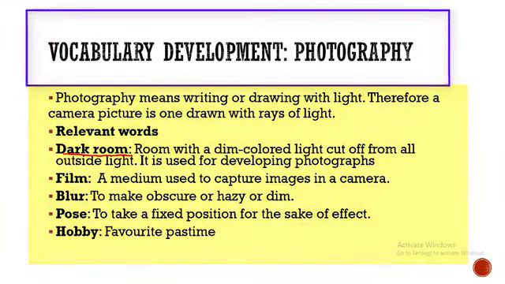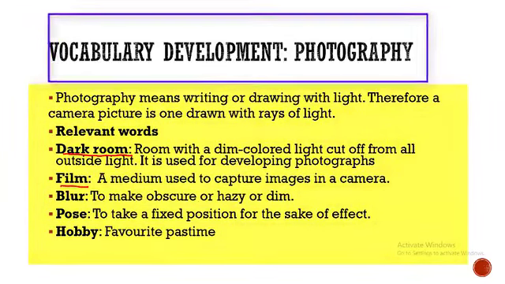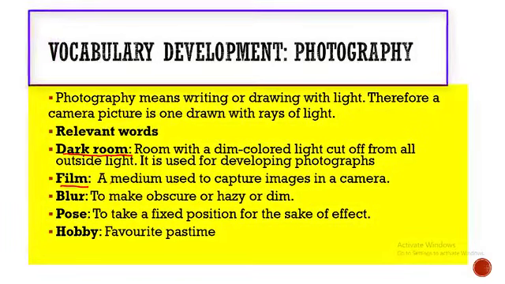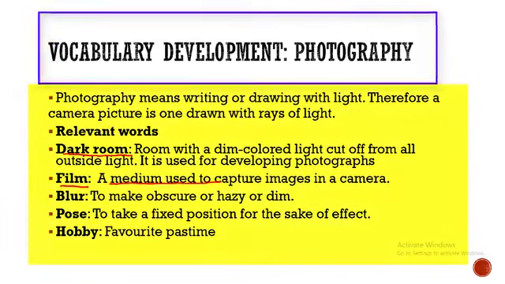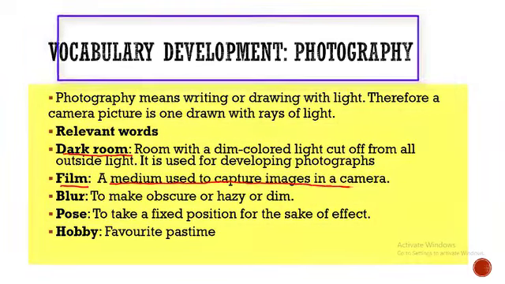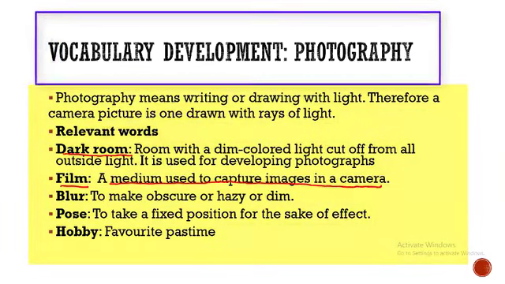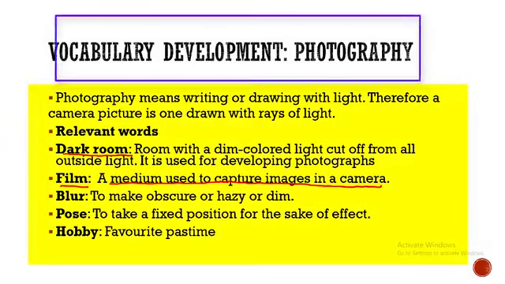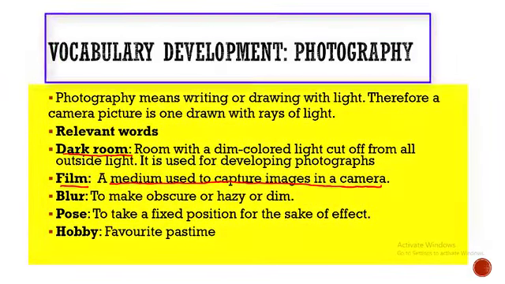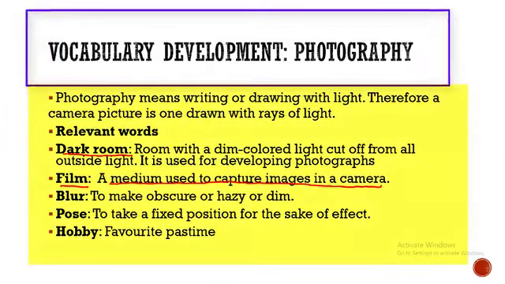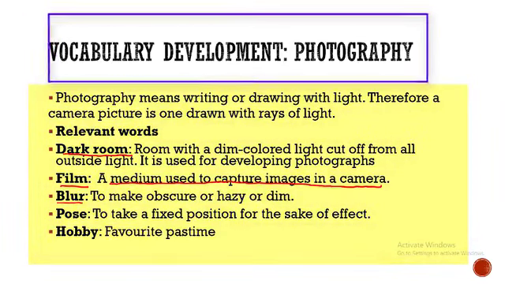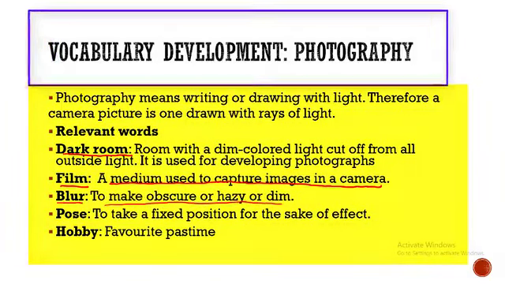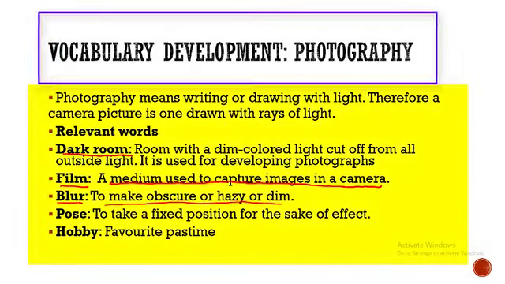Then we used to make what is called a film. A film is a medium used to capture images in a camera, especially an analog camera. But we know that today, film is no longer in existence. What we have are memory cards on digital cameras. Then you could say that the picture is blurred. When you say the picture is blurred, it means the picture is hazy or obscure, not visible.